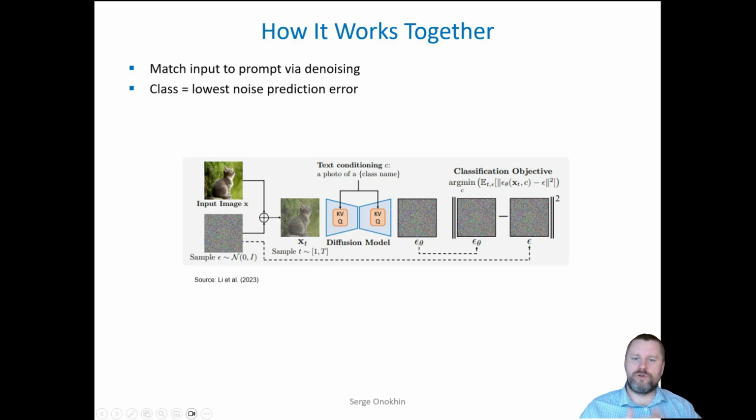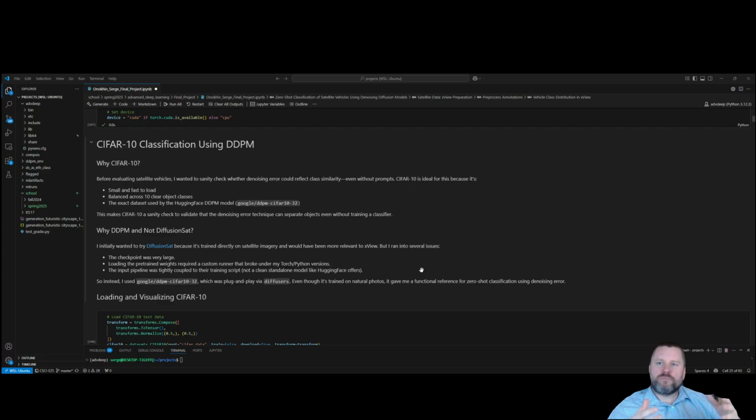And now I'll walk you through the notebook and show how these two ideas, diffusion and zero-shot classification, come together. Before jumping into satellite imagery, I wanted to sanity check the general idea that denoising behavior could be useful for classification. So I started with CIFAR-10. It's a balanced, simple data set with 10 common classes like airplane, truck, and ship. More importantly, it's the data set that the DDPM model I used was trained on.